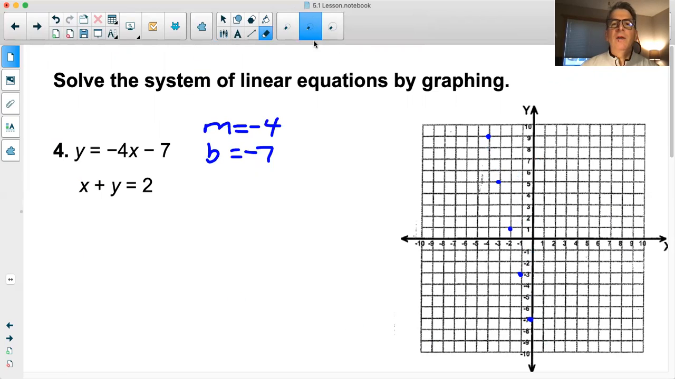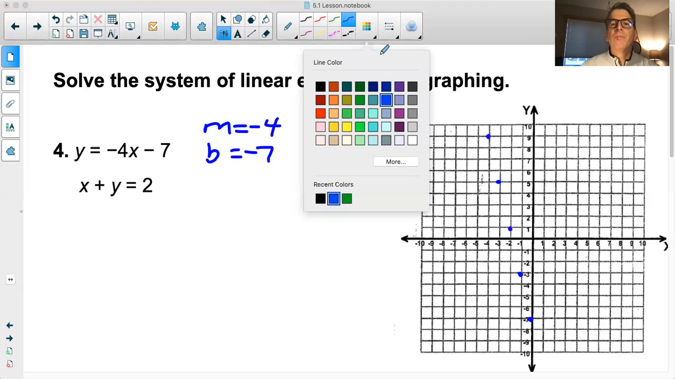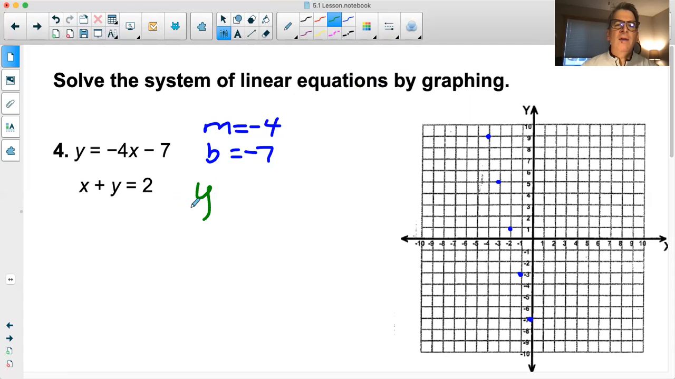The second one is going to be x plus y equals 2. So in this case, you have y equals the negative of x plus 2. So we're going to have a slope of negative 1 and an intercept at positive 2.